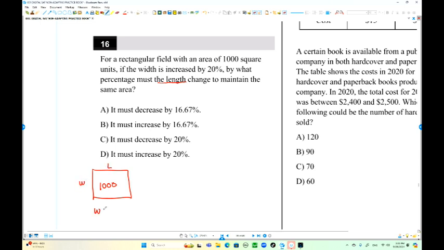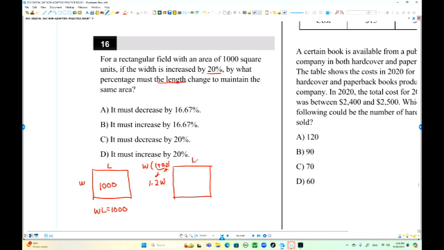You know that W times length equals 1,000. Same area, but this time the width is increased by 20%. W is a little longer than before, so to keep the same area, the length is a little shorter, right? A 20% increase, what is that? 1.2 W, right? W times 1 plus 0.2. That is increased by 20%. Okay, one single number is 1.2 W.